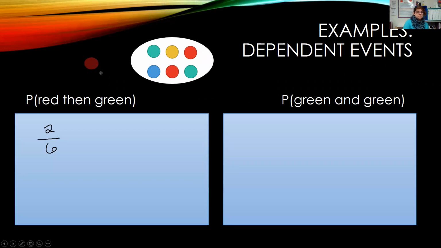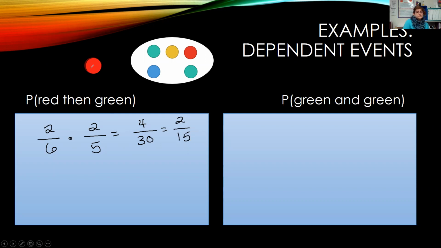Okay, so setting my red marble to the side, and I'm going to remove it from the bag. We're going to pretend it's not there anymore. I'm going to remove it from the bag, and we've set the red marble to the side. And now for our second event, we need to think about what's in the bag. Okay, so I have now 5 marbles in the bag, and 2 of them are green. So we're going to multiply. 2 times 2 is 4. 6 times 5 is 30. I can simplify this. Each one can be divided by 2, and I end up with 2 out of 15.